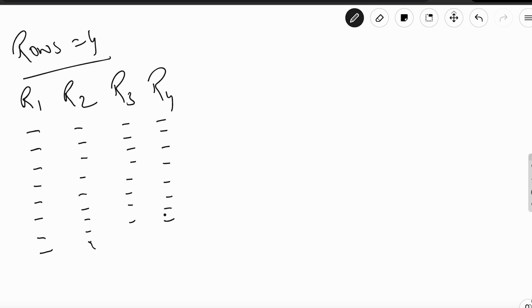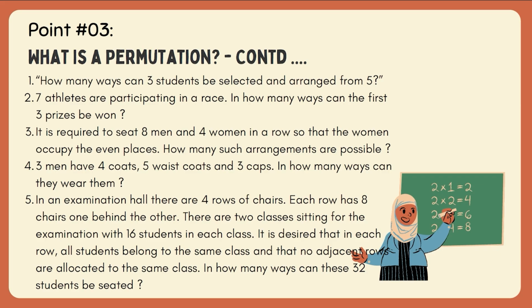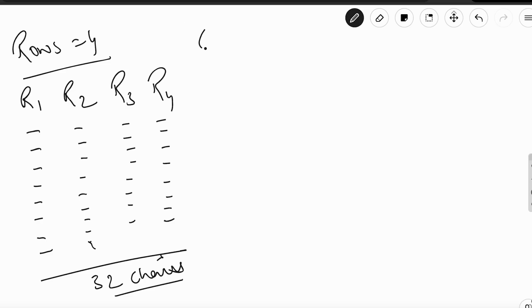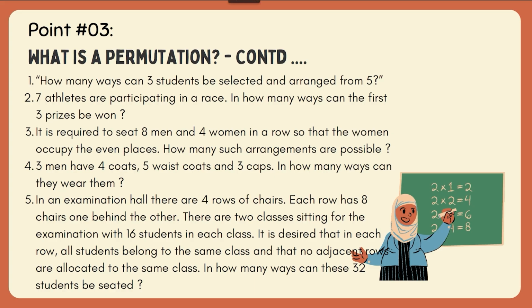So in total there are 32 chairs. Now there are 2 classes sitting for the examination with 16 students in each class. There is class C1 having 16 students. There is class C2 which is also having 16 students. Now it is desired that in each row all students belong to the same class and no adjacent rows are allocated to the same class.